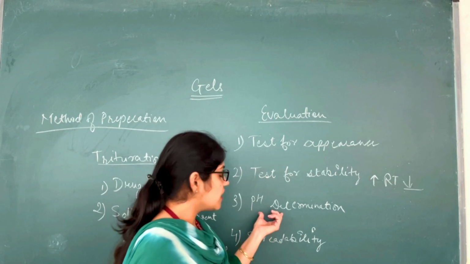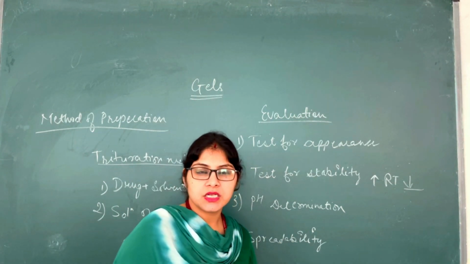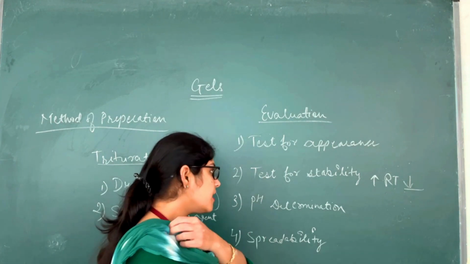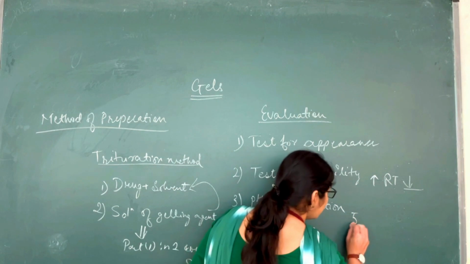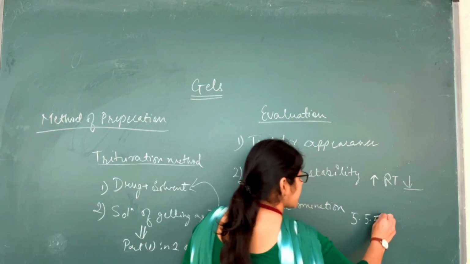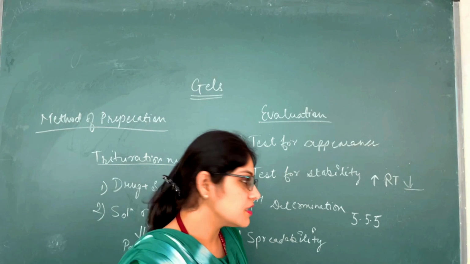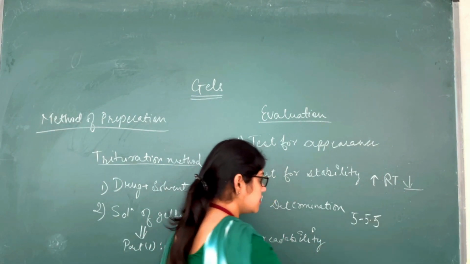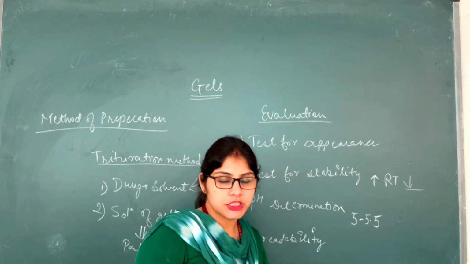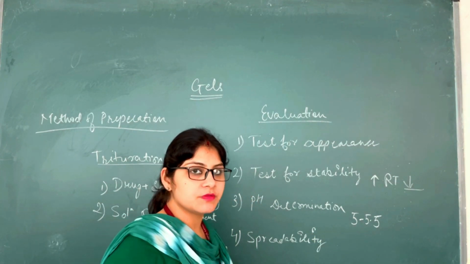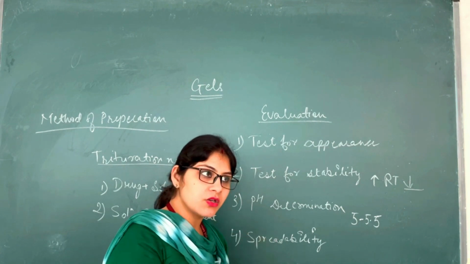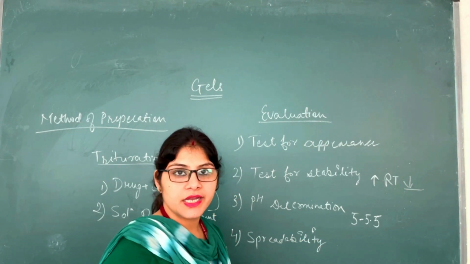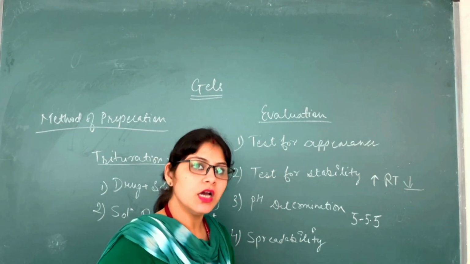Then comes the pH determination. In pH determination we check the pH of the gels. The standard pH for the gel is between 5 to 5.5. So our formulated gel should have a pH between 5 and 5.5, and we determine the pH by using a digital pH meter. We dip the rod of the digital pH meter into the gel. Then we read the pH of the gel, so that it does not cause any irritation to the skin.